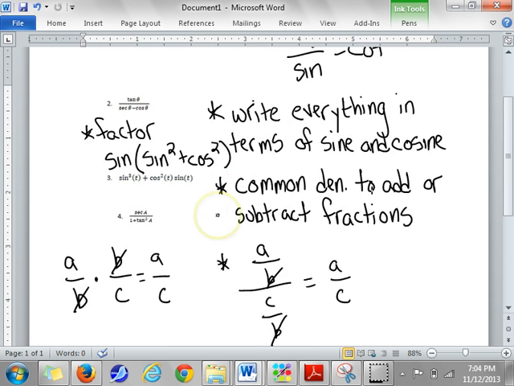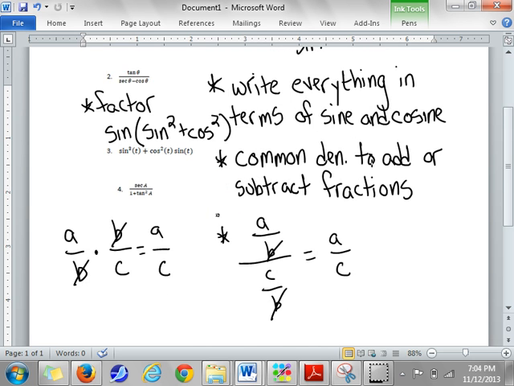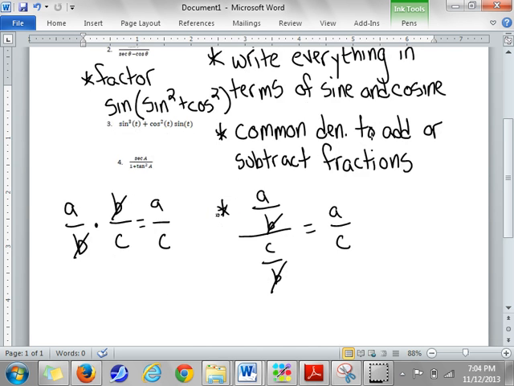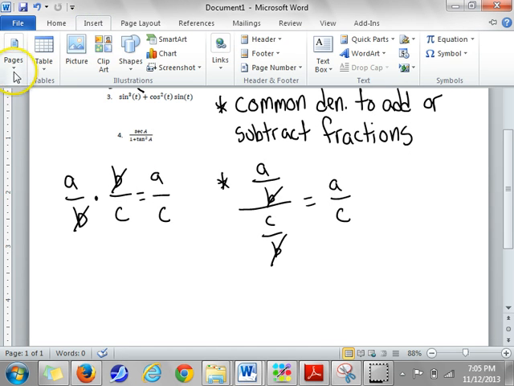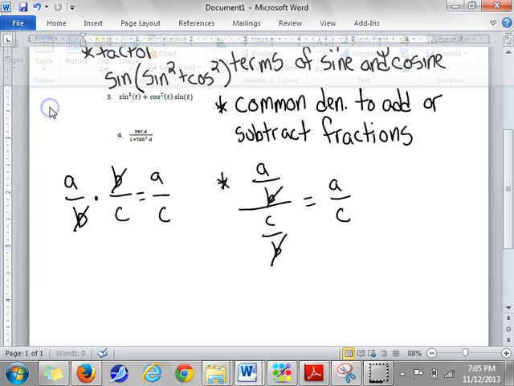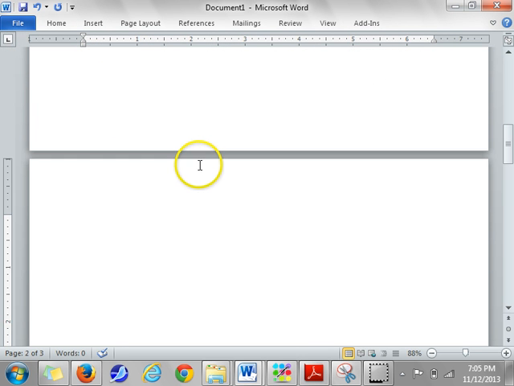Other questions on what it means to simplify? Okay.